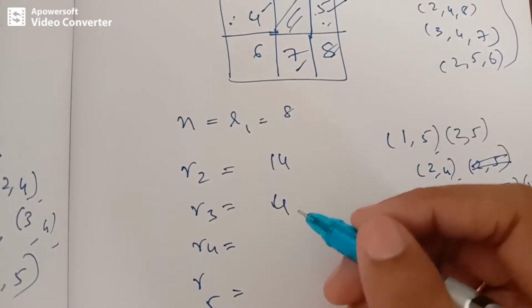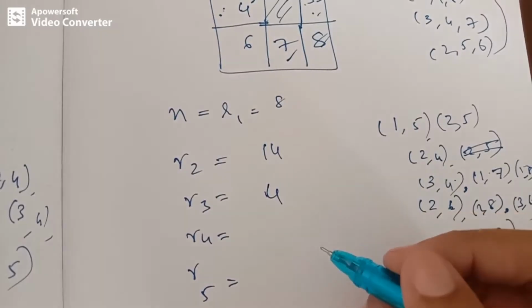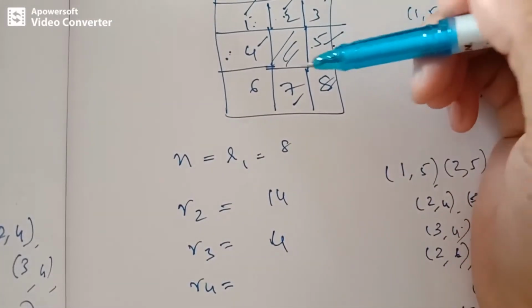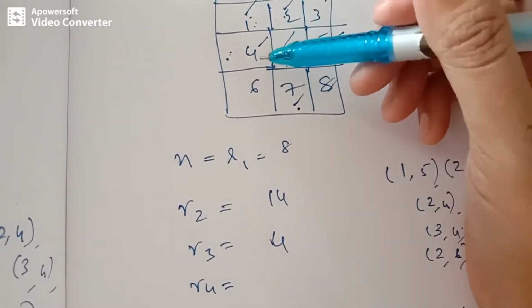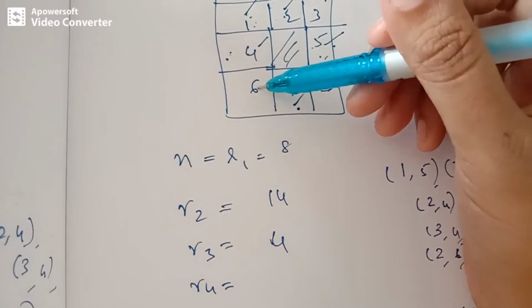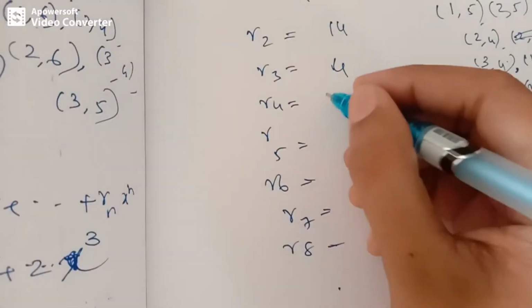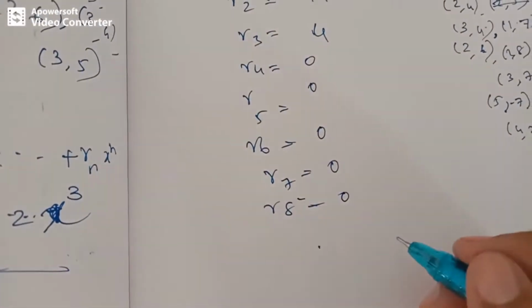Can we have more than 3 pairs that are sitting in the chessboard so that they do not capture each other? So can we have 1 5 7, and after that can we place any more pawns so that they do not capture each other? No. We cannot place it over here, we cannot place it over here, neither can we place it over here. Therefore, the value of R4, R5, R6, R7 and R8, all of them are 0.